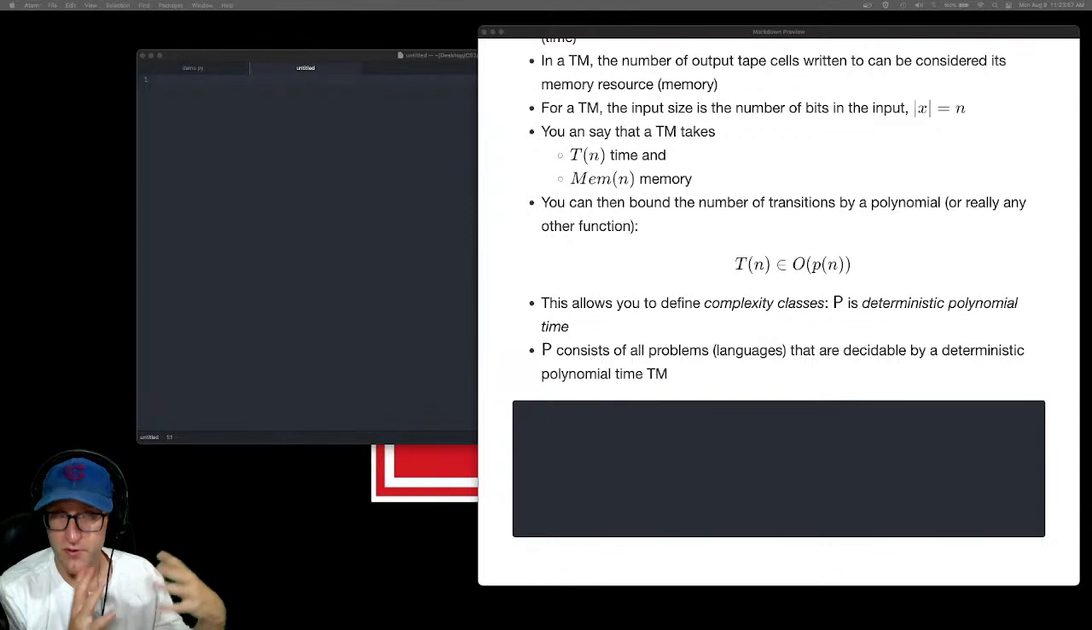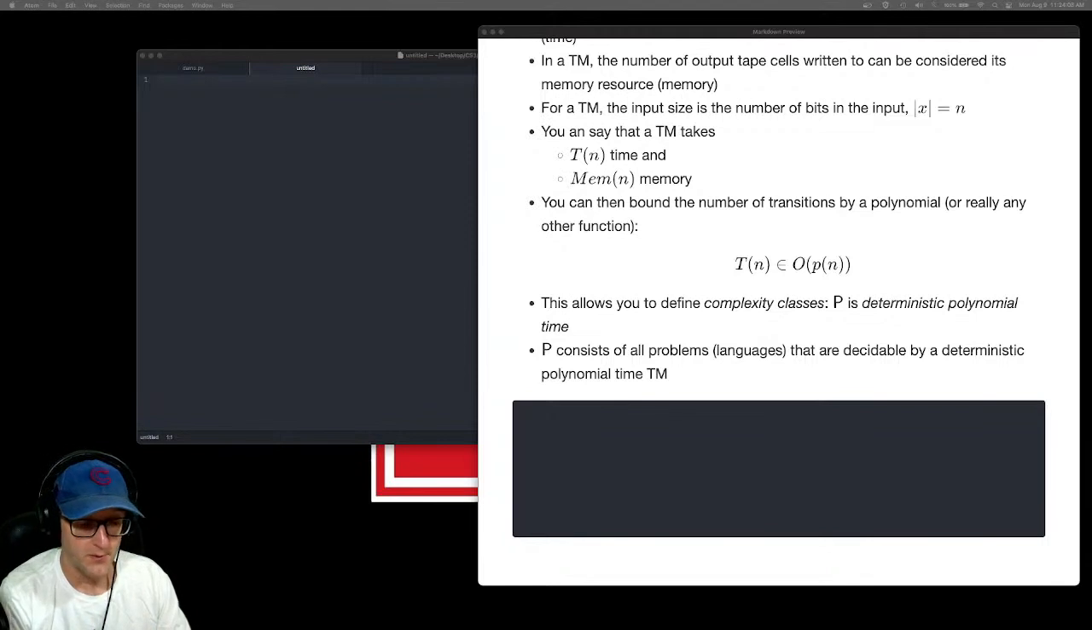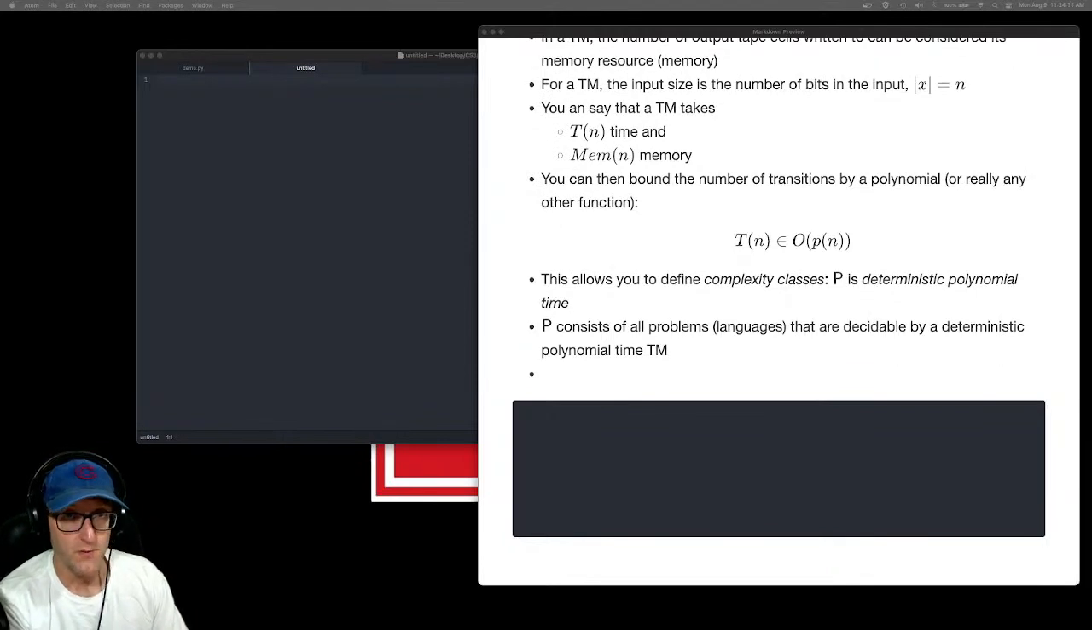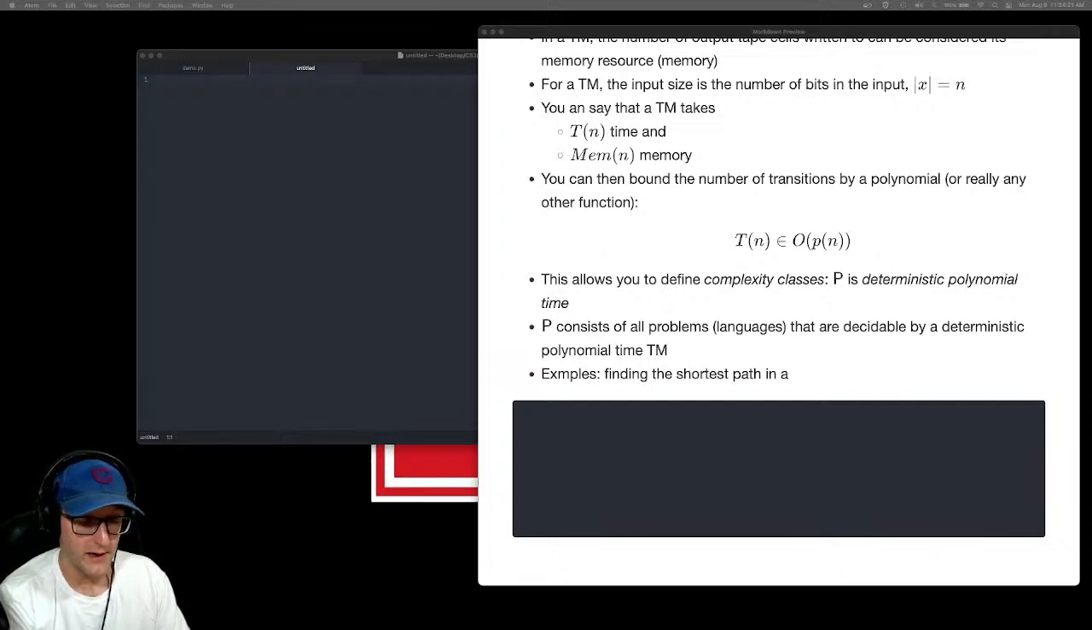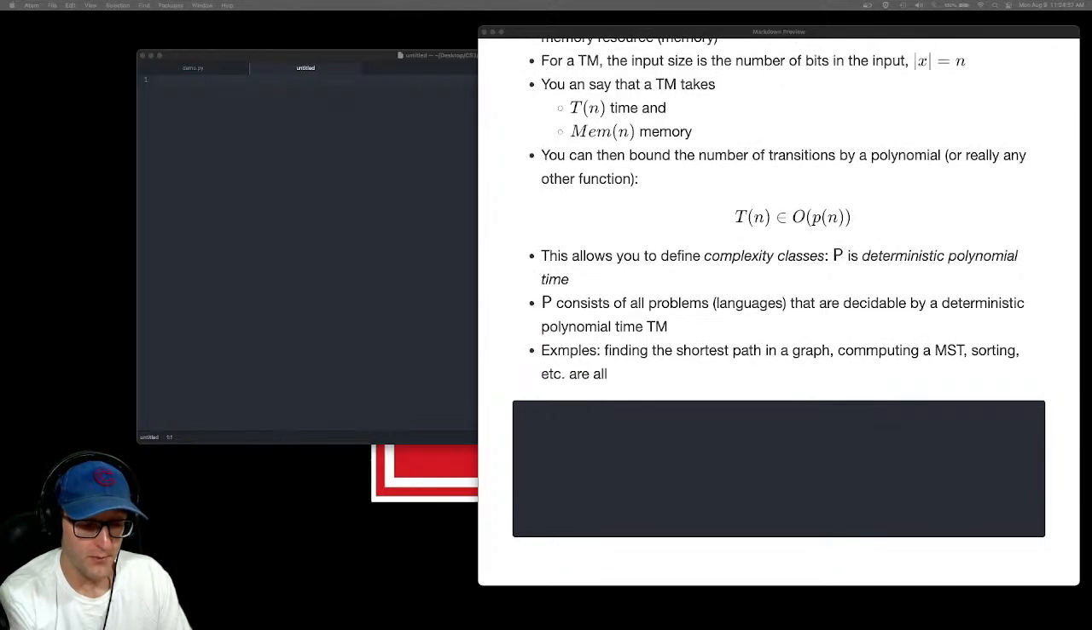Remember that we're getting into the P versus NP problem now that you might have heard of. This is P. This is the class of all problems that are solvable by a deterministic polynomial time Turing machine. And most of the problems that we've looked at so far are in P. For example, some examples would include finding the shortest path in a graph, computing a minimum spanning tree. What else have we done? Sorting, etc. are all problems in P.